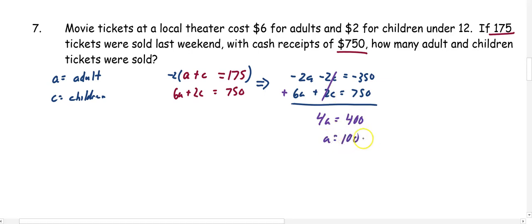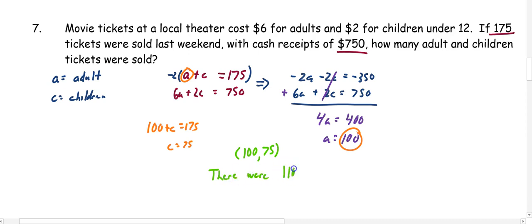Once I know A is 100, I need to go back and get my children. So I'm going to substitute 100 for A. So 100 plus C equals 175. So C is 75. So remember, when it's a word problem, we need to do two things. We need to write our answer as an ordered pair. So we have 100, comma 75 because we're going in alphabetical order, and we need to write a sentence to support the answer. So there were 100 adults and 75 children tickets sold.